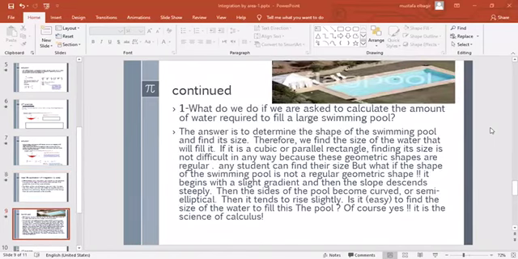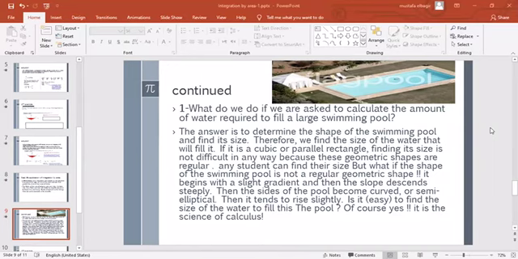The first example is: what do we do if we are asked to calculate the amount of water required to fill a large swimming pool, just as the photo shows us? The answer is to determine the shape of the swimming pool first and find its size. Therefore, we find the size of the water that will fill it. If it is a cube or rectangular box, finding its size is not difficult in any way because these geometric shapes are regular. Any student can find their size, but what if the swimming pool is not a regular geometric shape? So it's irregular.